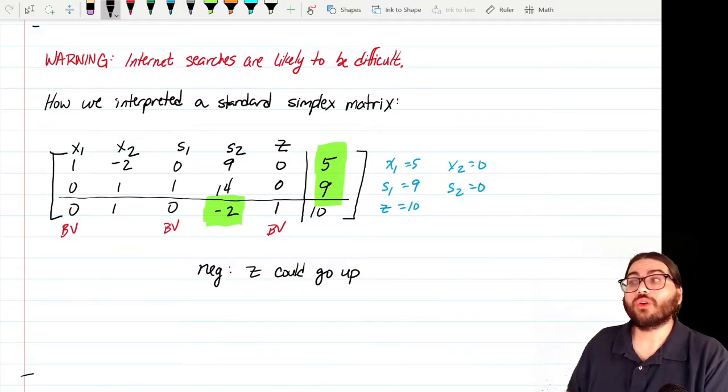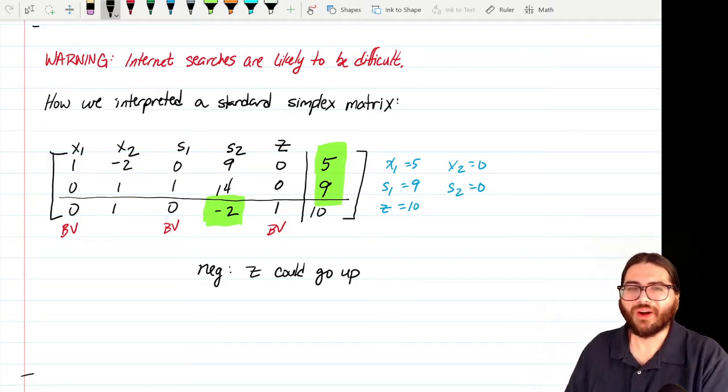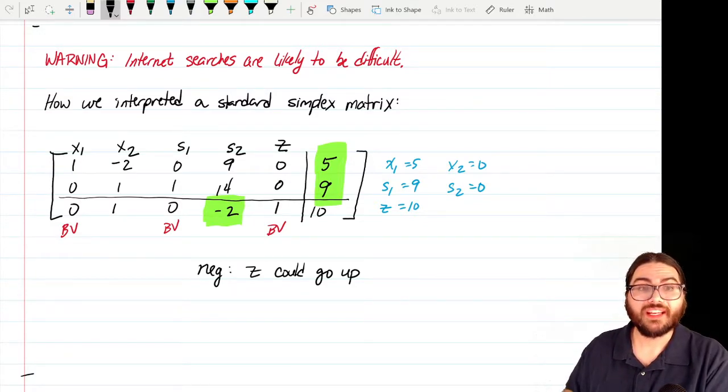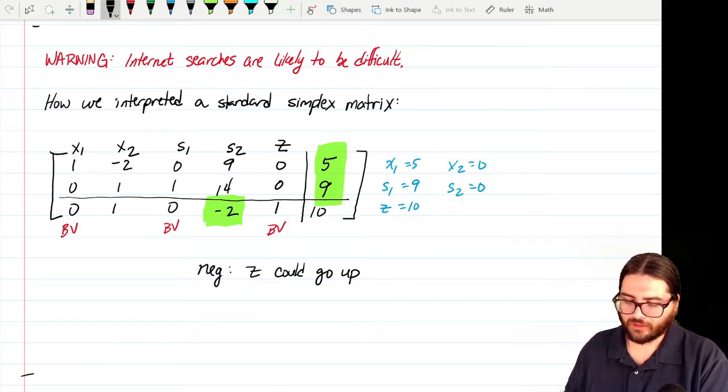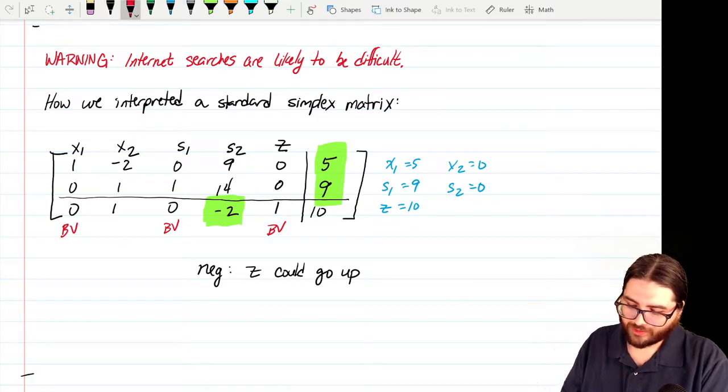This week, we want to try to turn that on its head, because we want to minimize the Z value. For minimizing the Z value, we don't want Z to go up, we want Z to go down. And so we'll see that we want positive numbers rather than negative numbers. But that's kind of getting ahead of myself. I just wanted to remind you what we were looking at in a standard simplex method.